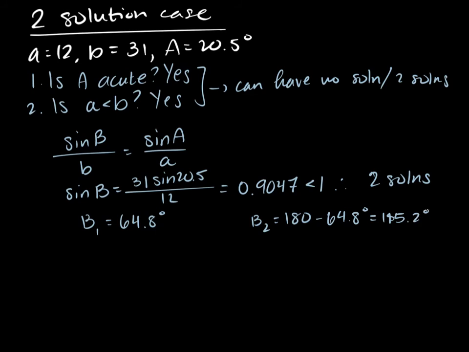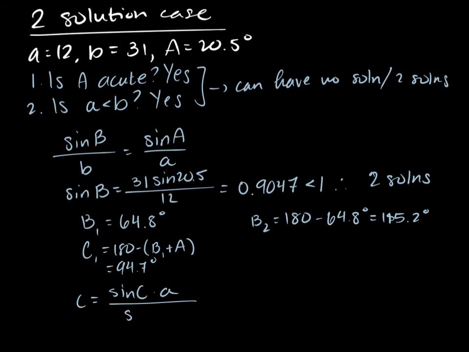And then I'm going to find each triangle. So what I have left to find for my first triangle, so B1, I need to find angle C and side C. So to find side C, I need angle C. So C1 will be 180 minus the sum of B1 plus A. So this will be 94.7 degrees. And side C will be equal to sine of C times A over sine of A. When we plug in our appropriate values, we get 34.15 for C1.